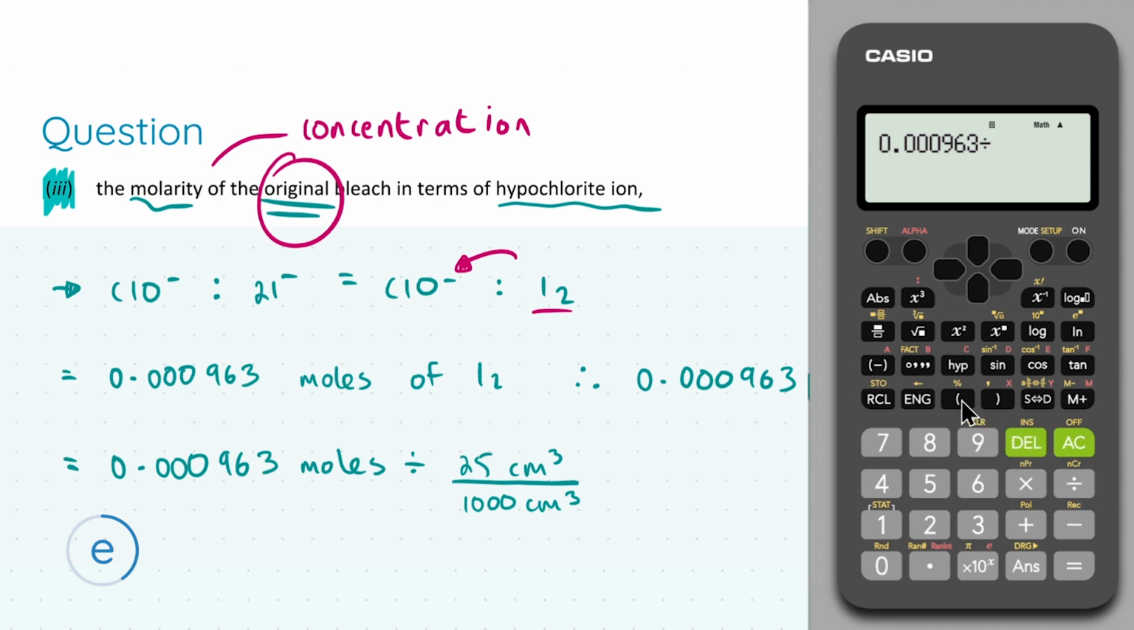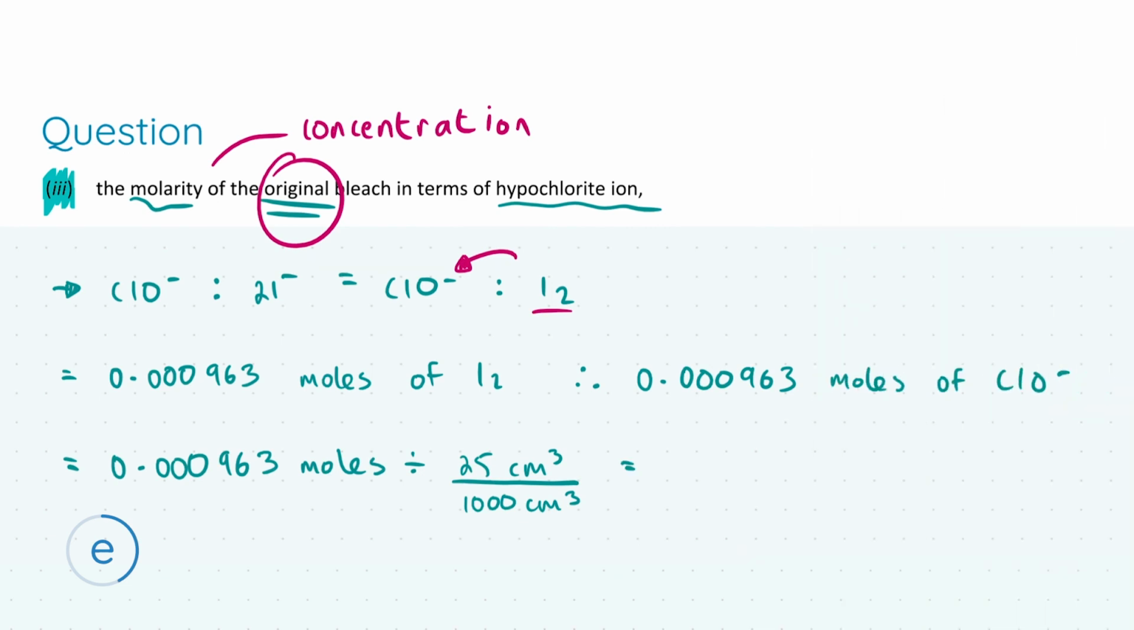So pulling up our calculator here, we're going to have our 0.000963, which is our number of moles, and then we're going to divide this by our volume, which we said is 25 centimeters cubed, but to convert this into liters, we're going to need to divide that by 1,000. So as always, converting from centimeters cubed to liters, you need to divide by 1,000. Plugging that into our calculator, we're going to get 0.03852, and that's going to be the molarity of our diluted bleach. So writing that out, we have our molarity to be 0.03852 molar.